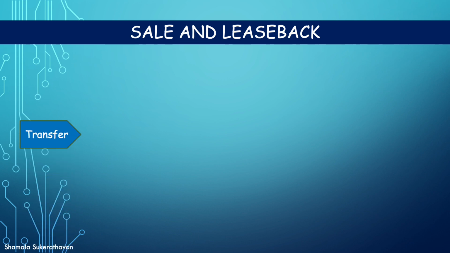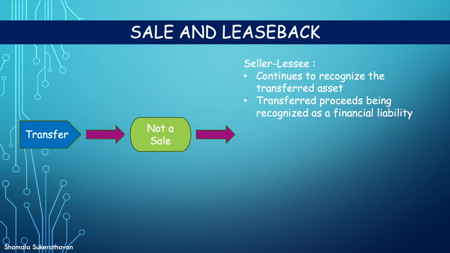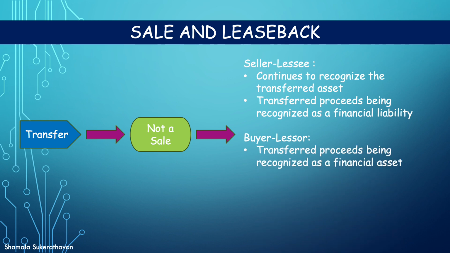If the transfer of the asset does not satisfy the performance obligation of IFRS 15, the seller lessee shall continue to recognize the transferred asset. The seller lessee shall account for the transferred proceeds as a financial liability. As such, the buyer lessor shall account for the transferred proceeds as a financial asset. In this situation, the sale and leaseback is effectively a loan arrangement with the transferred asset being used as a collateral. The transaction falls within the scope of IFRS 9 financial instruments.